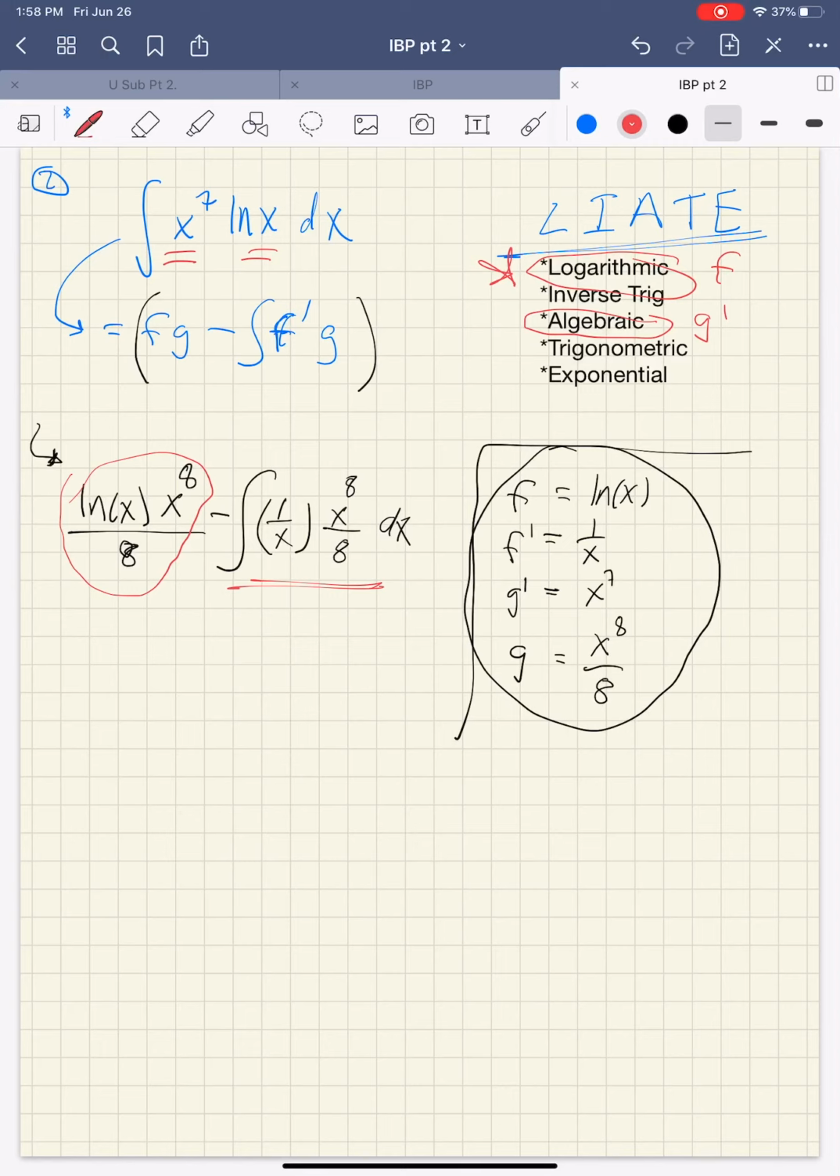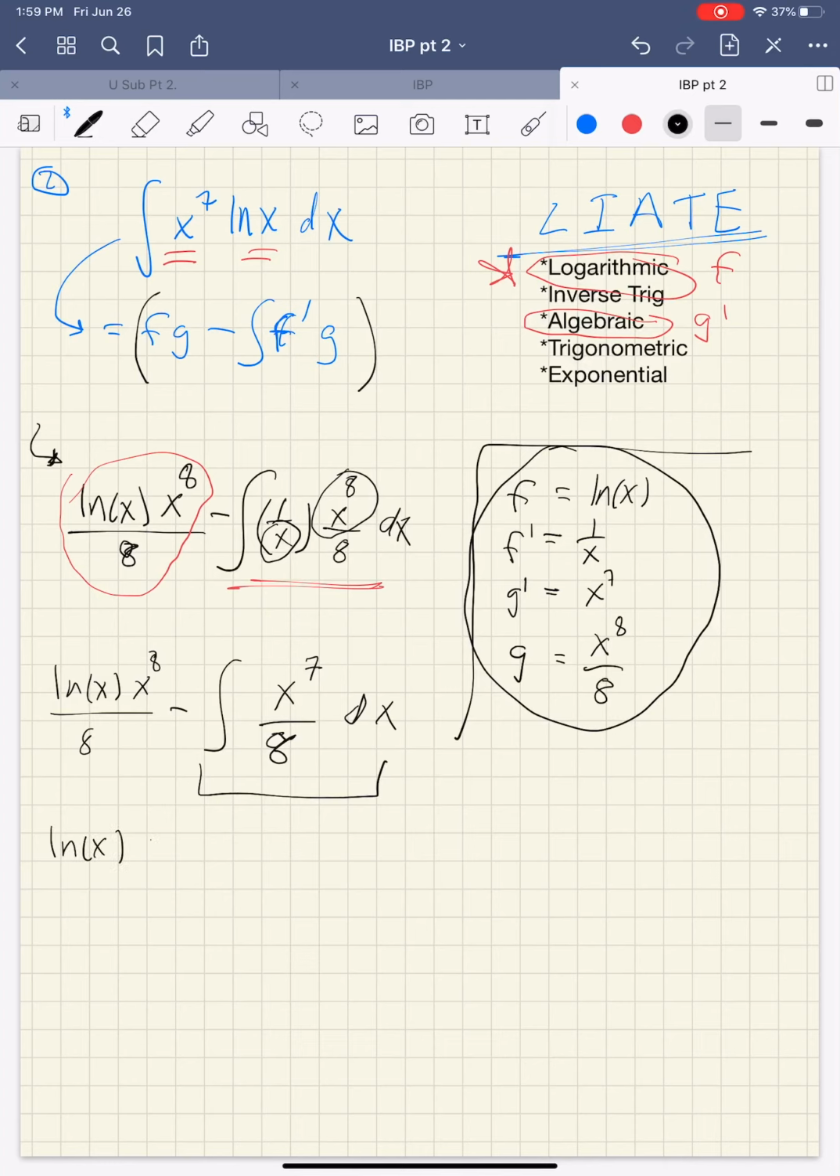So we have ln of x times x to the 8 over 8 minus, okay, this simplifies down to x to the 7 over 8, and if you can see, it's because I canceled out this x with one of the powers of this x. So now all we have to do is solve for this integral. So, bring everything down. Always bring everything down because it helps me stay more organized.